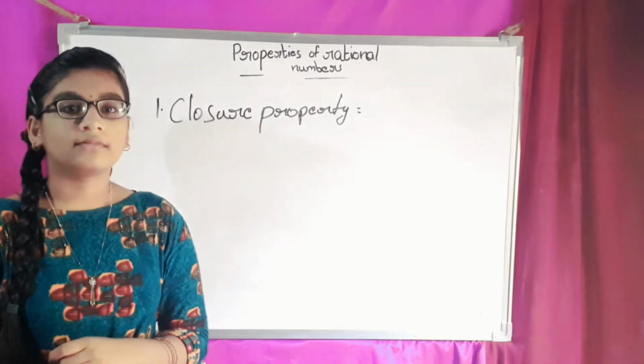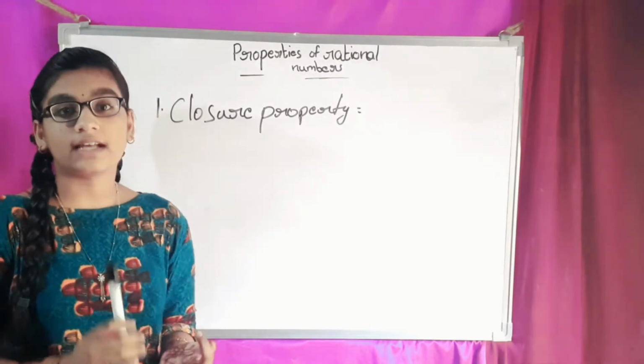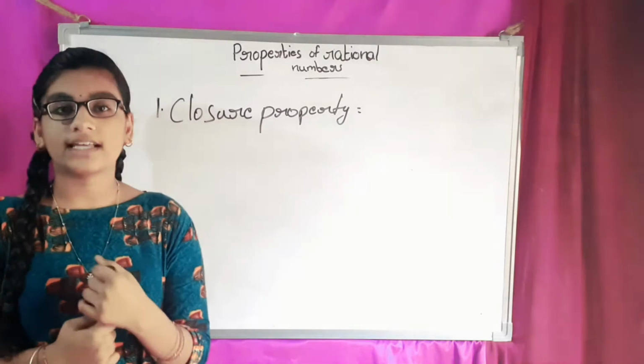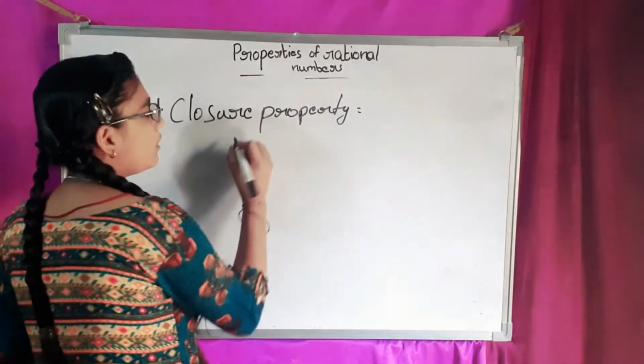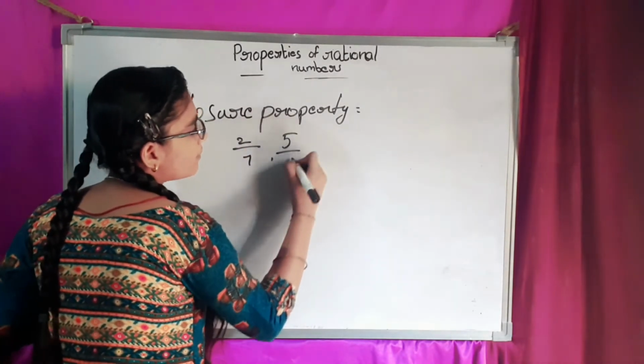Closure means, if we take any two rational numbers and add, subtract, multiply or divide them, we should get an answer that is also a rational number. Now we will take an example: 2 by 7, 5 by 8.